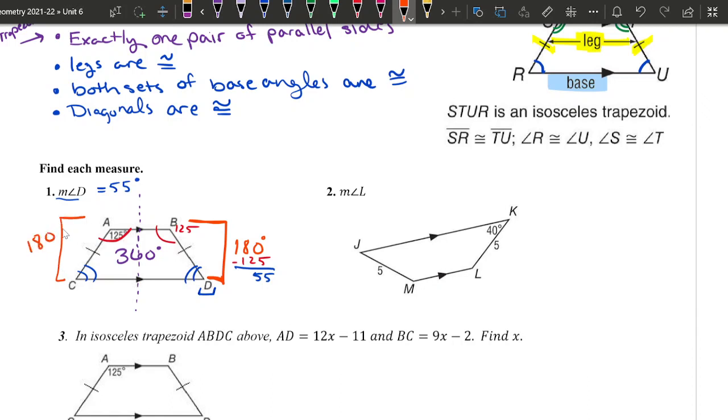Could you also have done 125 plus 125, and then the sum of that subtracted from 180, and then divide that in half? Yep, that's another way of doing it.